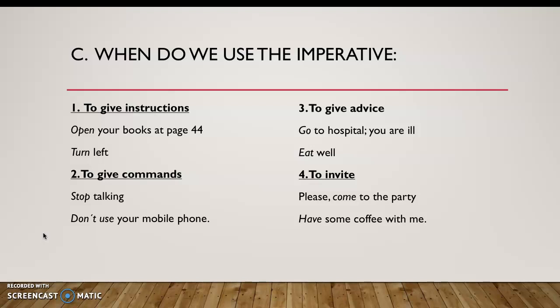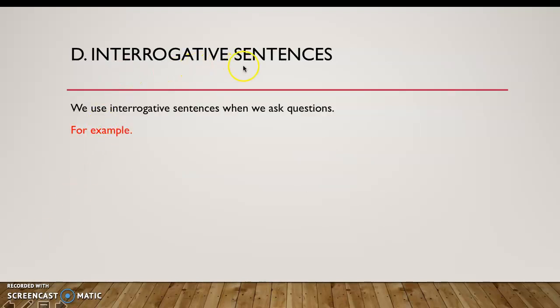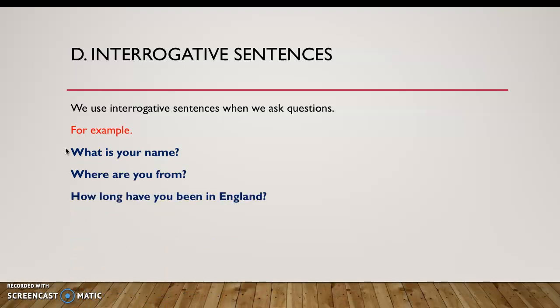Now let's look at the fourth and final type of sentence. And these are interrogative. It basically means questions. We use interrogative sentences when we ask questions. Can you think of any examples? Well, here I have a few. What's your name? Where are you from? How long have you been in England? Where did you learn English? So basically, all your question forms, all your questions are interrogative sentences.